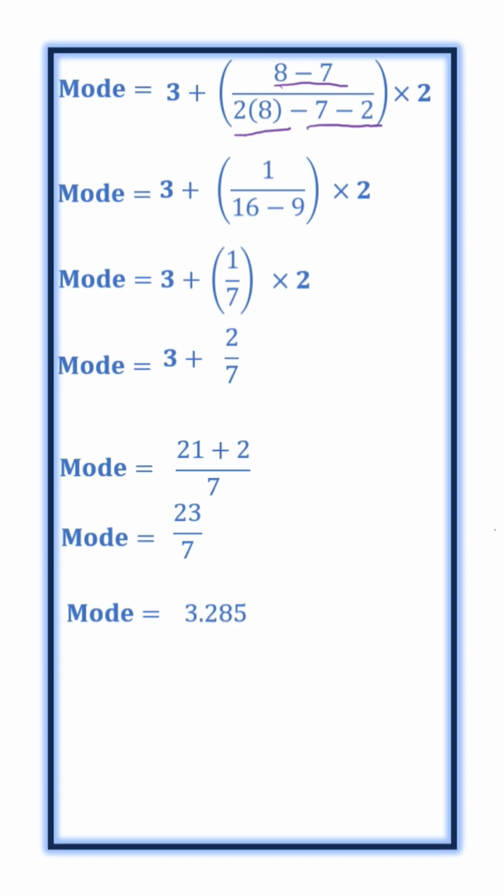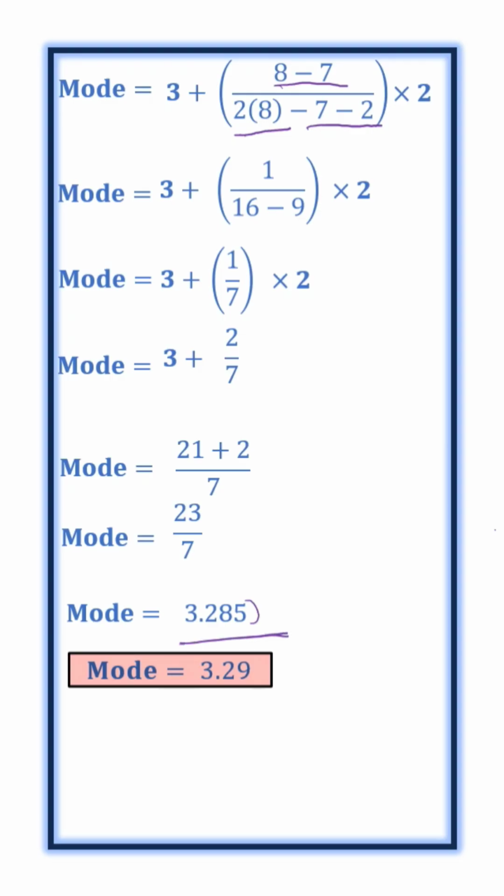Mode is equal to 3.285 is the correct answer. So mode is equal to 3.29, because the last number is 5 here, or you can write this answer only.